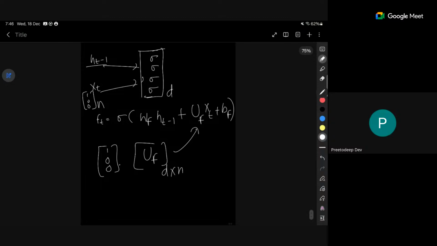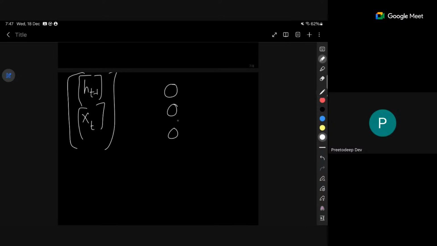WF is dependent on HT minus 1. So what we actually do is, how does it do it? It concatenates both of them. So we have HT minus 1, which is concatenated with the XT, right? Like this. So you'll have a single vector, and then it goes to this sigmoid, right? But the weights of this are being called different here, so that's why we are doing it.